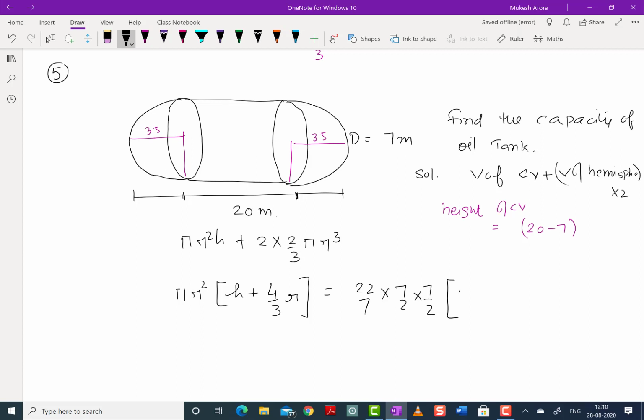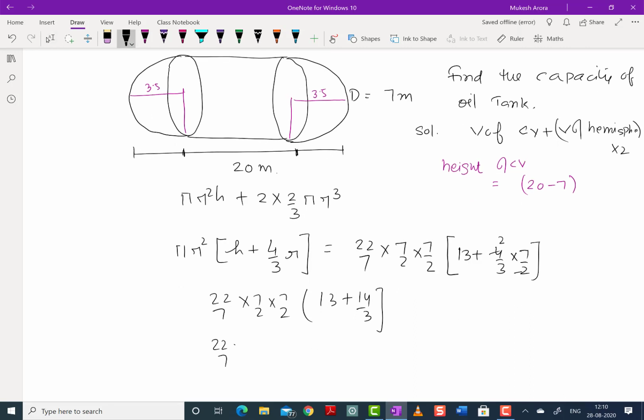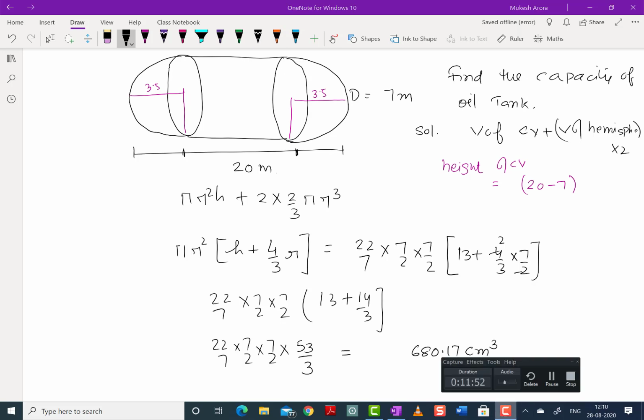So h is 13 plus 4 by 3 r, r is 7 by 2. So 22 by 7 into 7 by 2 into 7 by 2 into 13 plus 14 by 3. So 22 by 7 into 7 by 2 into 7 by 2, 13, 39, 53 by 3. So the answer will be 68017 centimeter cube. That is all for today.